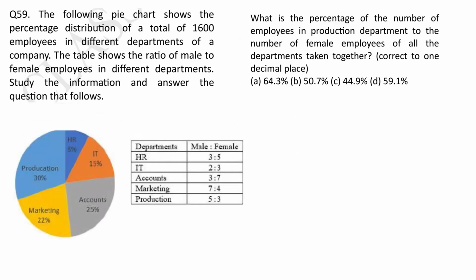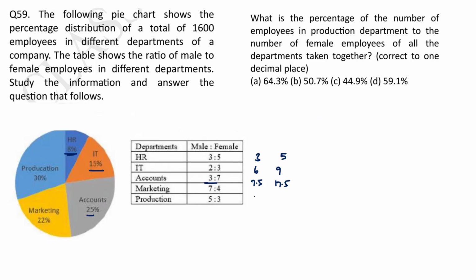What was the percentage of the number of employees in the production department to the number of female employees of all the departments taken together? Correct to one decimal place. Okay. As male to female, this is 8%. If I do it, it is 3 and 5. IT 2 and 3 means 5 parts, you do it into 3. 6 and 9. 10 parts. So each part is 2.5. 2.5 into 3 is 7.5. And the remaining is 17.5.